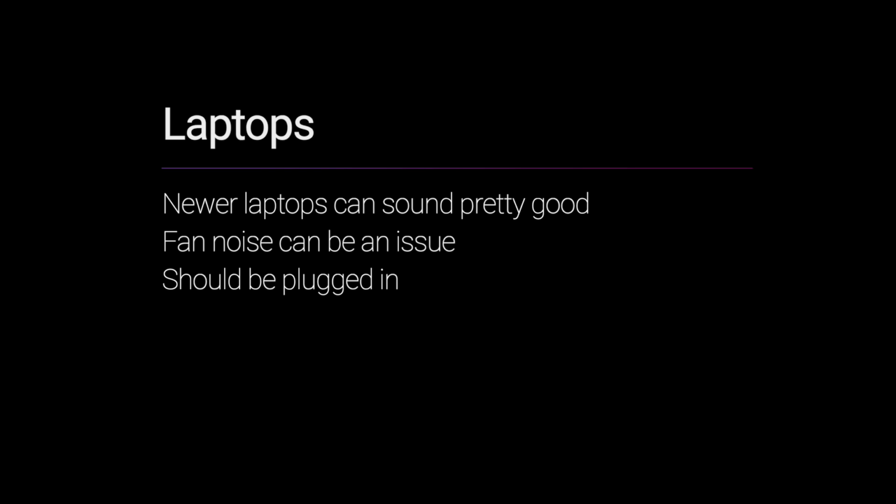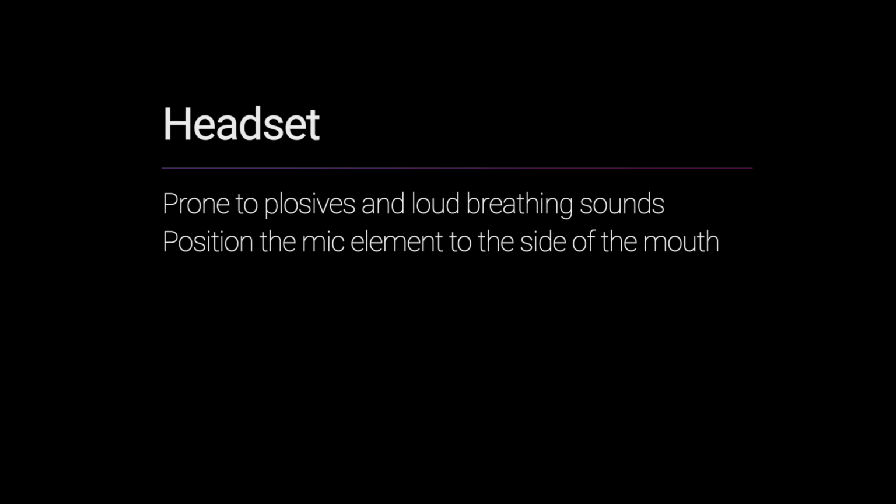The next type of mic we might run into is the headset. If the mic element on the headset can be positioned, position it towards the side of the mouth. You don't want it under the nose or directly in front of the mouth. If it's right under the nose, you're going to get a lot of breathing sounds. And if it's right in front of the mouth, you're probably going to pick up a lot of breathing sounds as well as plosives, popping P type sounds.